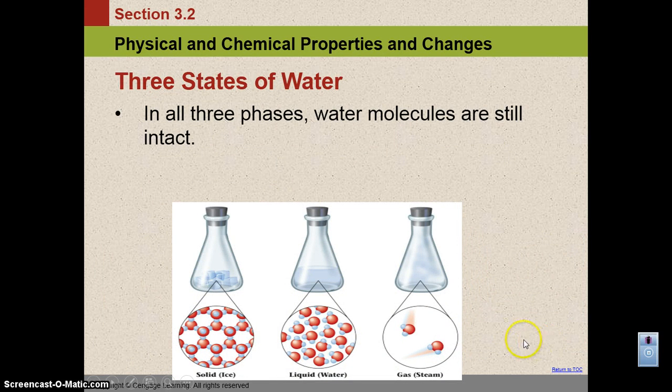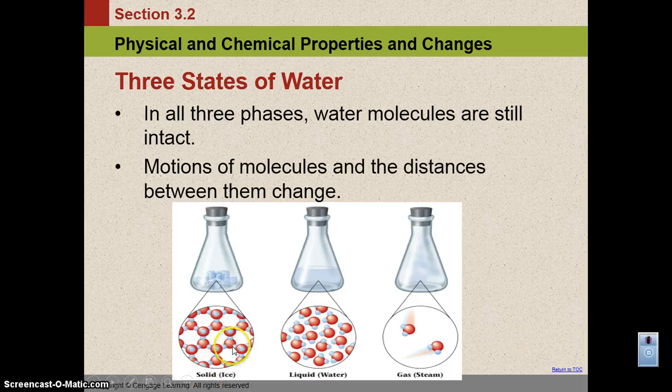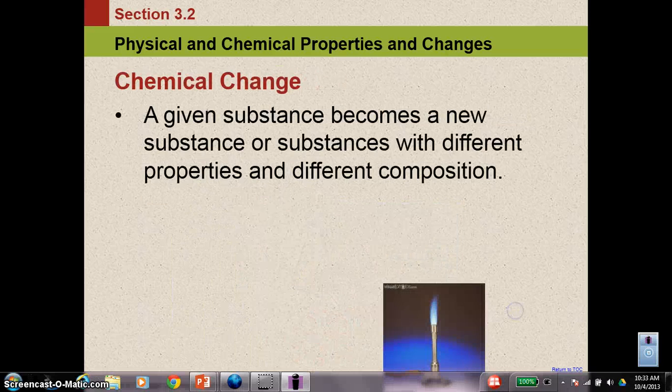In all three phases, the water molecules are still intact. We still have H2O, so the red is the oxygen and the white is the hydrogen. So red and white, red and white. The only difference between these three pictures is the distance between the molecules that changes them from a solid to a liquid to a gas. So a chemical change is different than a physical change.